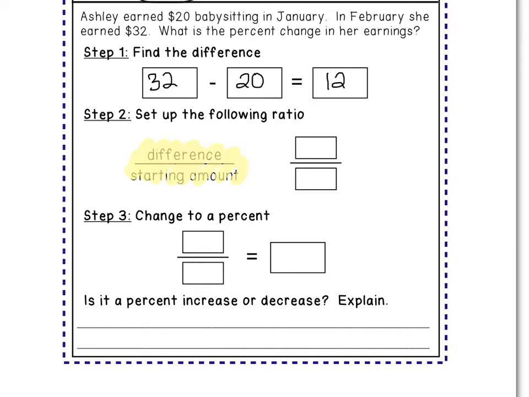So difference is 12, and sometimes it's difficult to choose which one's the starting amount. Do I pick the bigger number? Do I pick the smaller number? Well, you have to think about what she started off with. In this situation, we're talking about January and February. January comes before February. So the amount of money that she earned, that $20 in January, is the starting amount. So that goes down on the denominator.